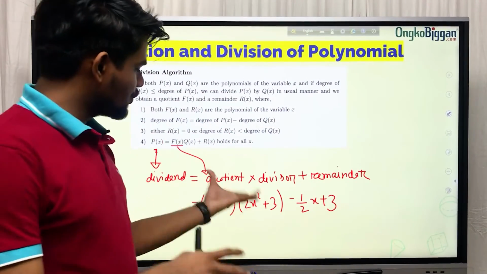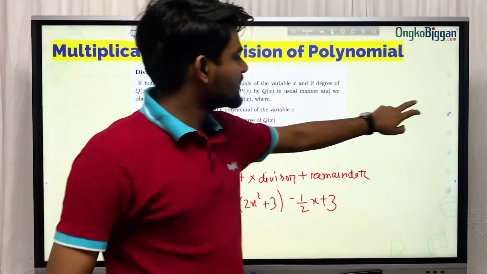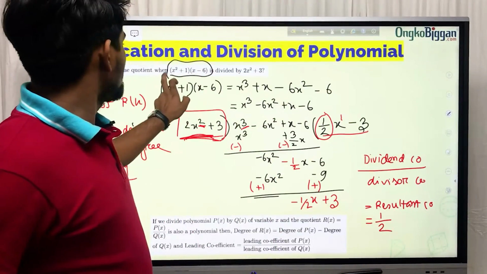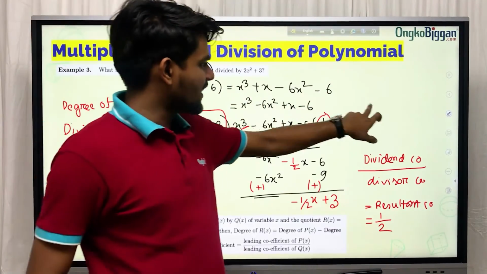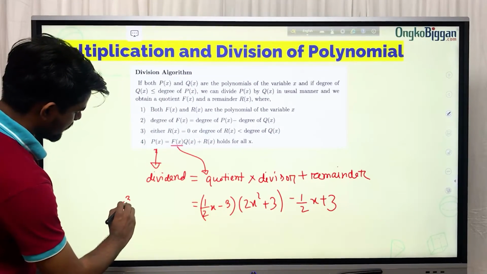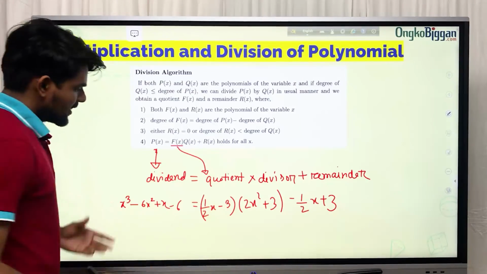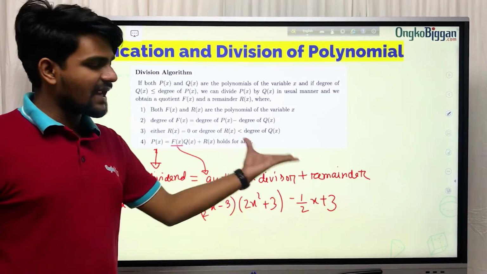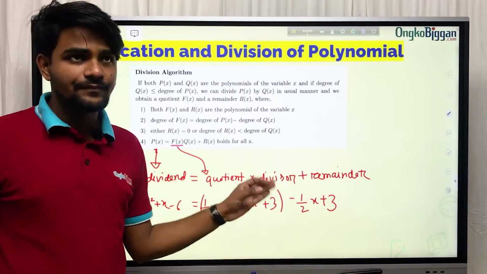And if we do our calculation, we'll see that we got the value of this polynomial, x cubed minus 6x squared plus x minus 6. Okay, so it can be written this way: x cubed minus 6x squared plus x minus 6 is equal to this into this, plus the remainder, that is minus half x plus 3.